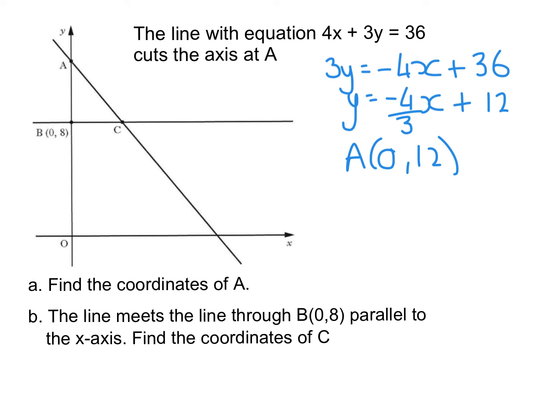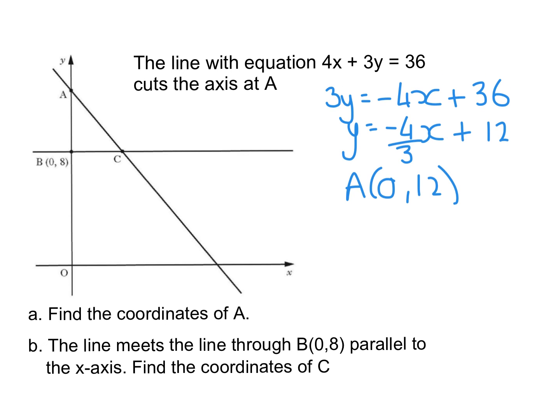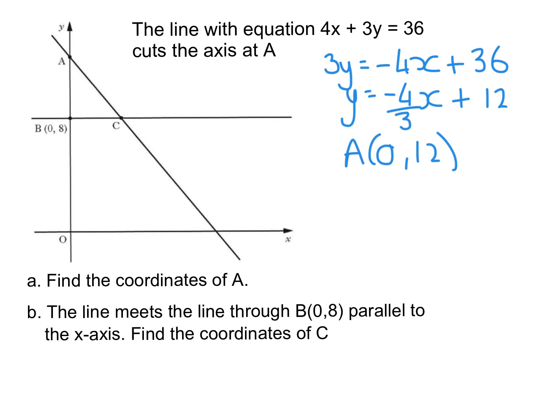But there was another way. If you think to what I did in a previous example, well, I knew that coordinate was 0 something. So if I replace x with 0 in this original equation up here, I get 0 plus 3y equals 36. Well, 3y is 36, so y is 12. So you can get it from there as well. Either way, the answer is (0, 12) for coordinate A.